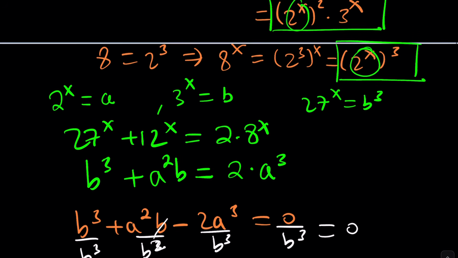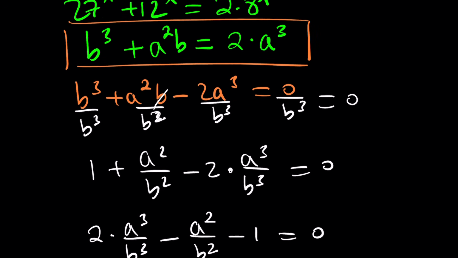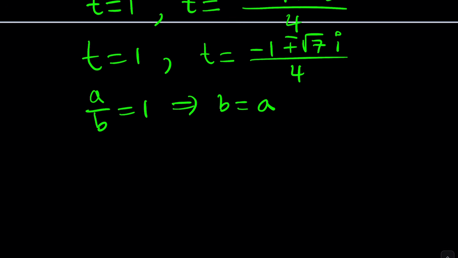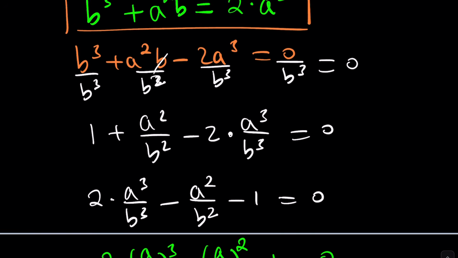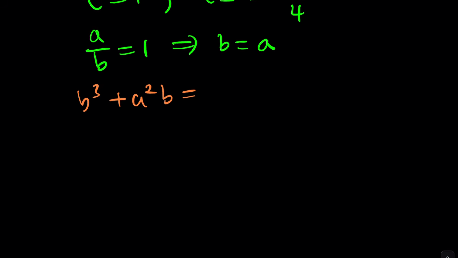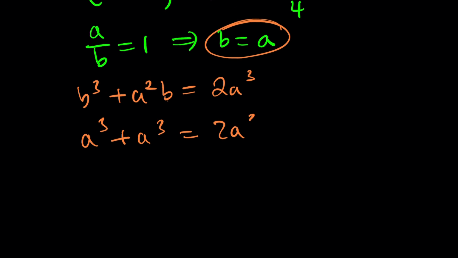Now, if you remember, b equals a actually gives us a really good thing, because now we have this equation. Let's go ahead and rewrite it. b cubed plus a squared b. I think that was equal to 2a cubed, but let's double check. Yeah, that's equal to 2a cubed. So now we can go ahead and replace b with a. That's going to be a cubed plus a cubed equals 2a cubed.